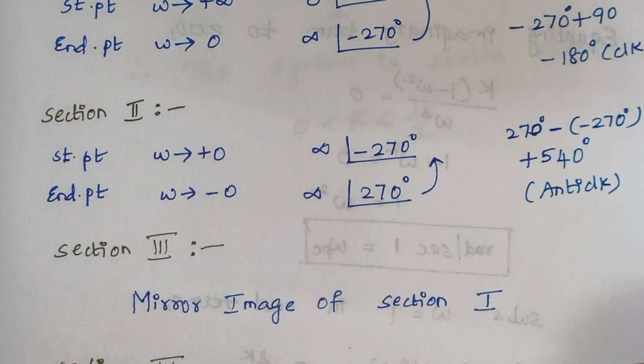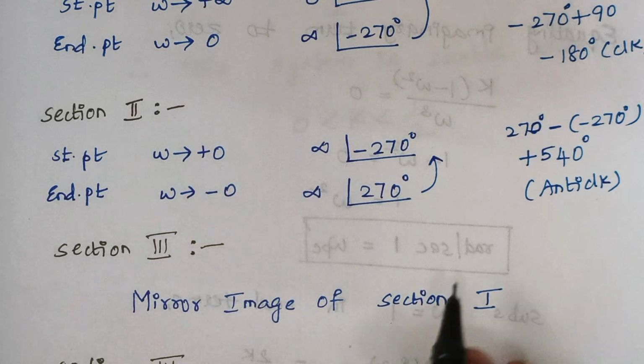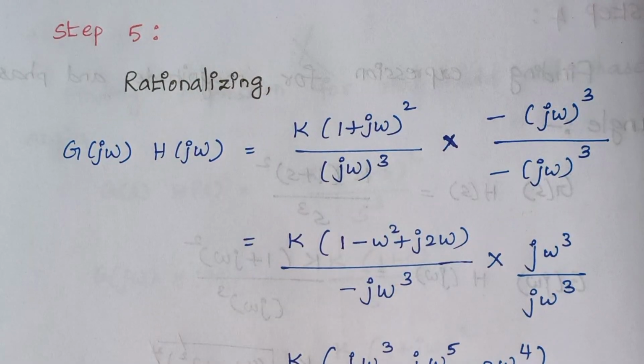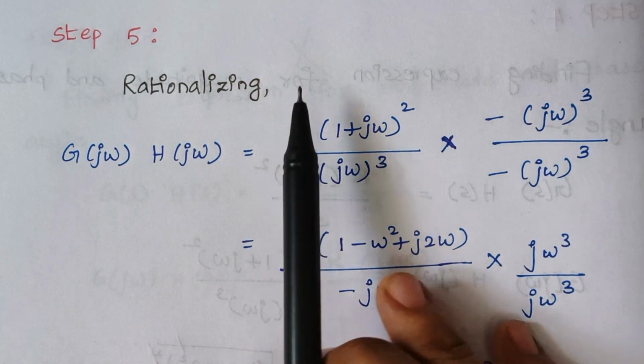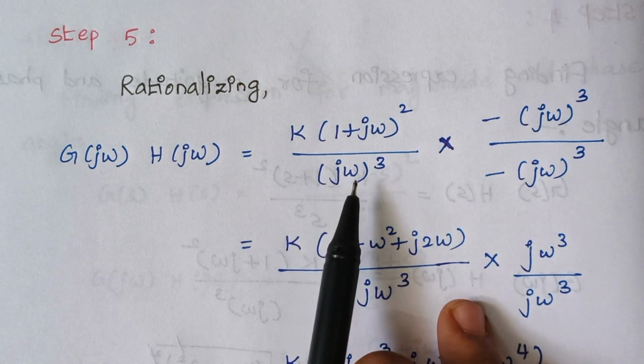And regarding section 3, it is nothing but mirror image of section 1. Right? It is very clear from the rough Nyquist plot. And finally section 4, it is not needed. Now we are moving to our step 5. It is nothing but rationalizing. So this is our given problem. We have replaced s by j omega.